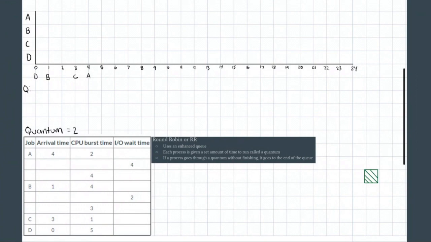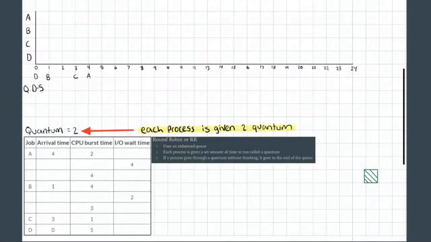So this example is the round robin example, and we have a quantum of 2. So each process will get to run for 2 times each. Each process is given 2 quantum.